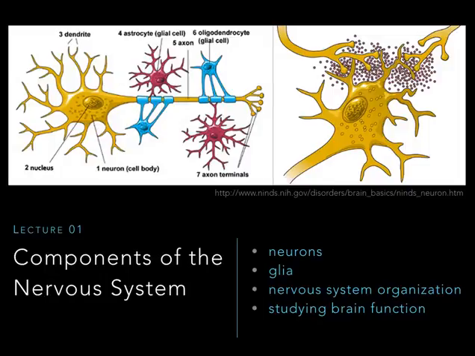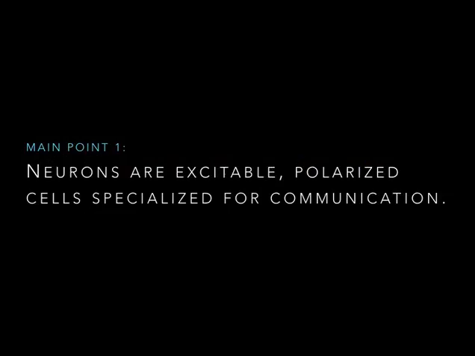Welcome to lecture one in mechanisms of brain dysfunction. In this lecture, we're going to cover the material from chapter one. We're going to focus on the components of nervous systems. We'll talk about the cells that make it up, neurons and glia. We'll talk about the overall organization of nervous systems. And then we'll touch very briefly on how we study brain function, with an emphasis on how we study human brain function.